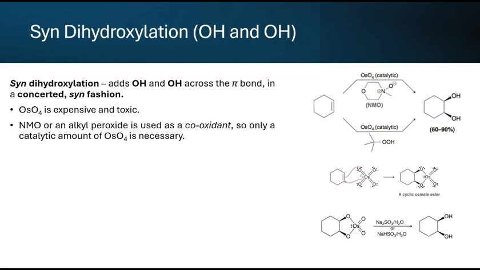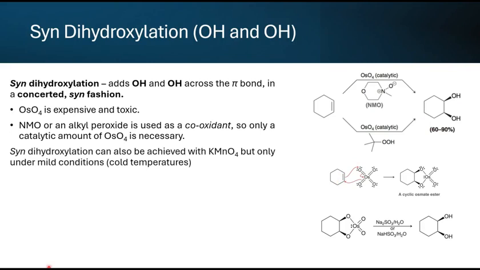For the syn addition of two OH groups, or syn dihydroxylation, we have to consider that the mechanism must be a concerted one. The reagent that is used for the syn addition is OsO4, but it is expensive and toxic. NMO, or an alkyl peroxide, is often used as a co-oxidant, which means we can lower the amount of OsO4 needed to a catalytic amount. Because it's done in a concerted fashion, we end up with the syn addition.